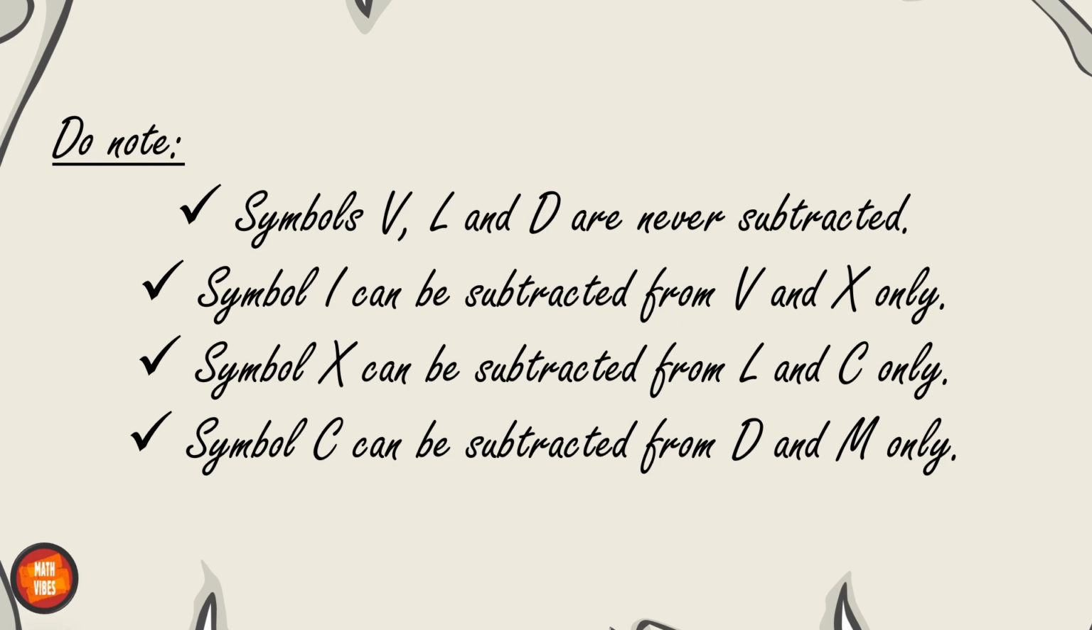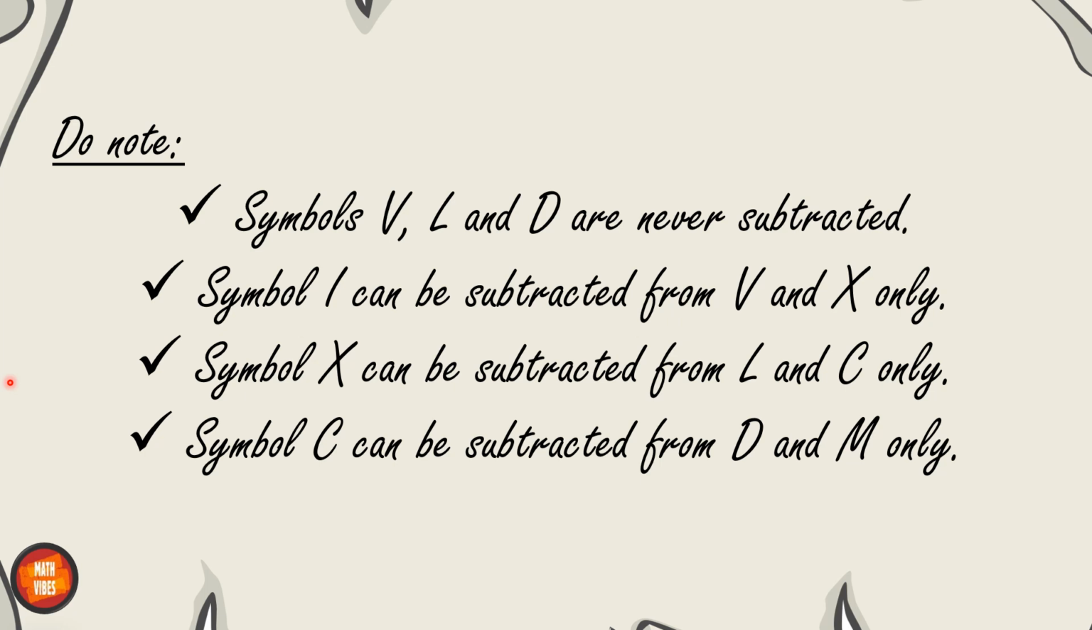Symbol I, again these questions are important for 1 mark, MCQ, fill up, tick wrong. Symbol I can be subtracted from V and X only. Symbol X can be subtracted from L and C only. And symbol C can be subtracted from D and M only. Now how will you remember this? I with V and X, X with L and C, C with D and M.